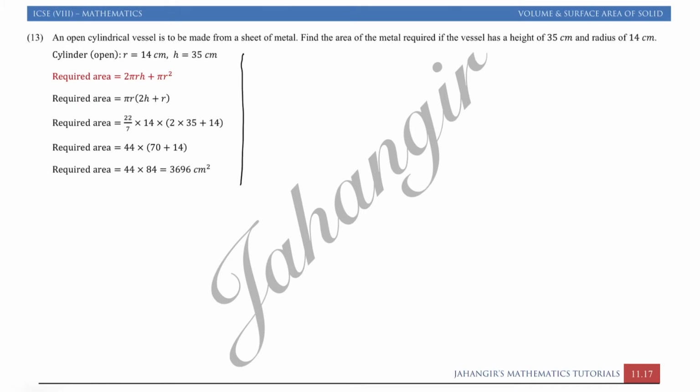Question number 13. An open cylindrical vessel is to be made from a sheet of metal. Open cylindrical vessel, the vessel has a base at the bottom, okay, and open, so it does not have any top. Let us write its information. Find the area of metal required for the vessel if the vessel has height 35 centimeter and radius 14 centimeter.